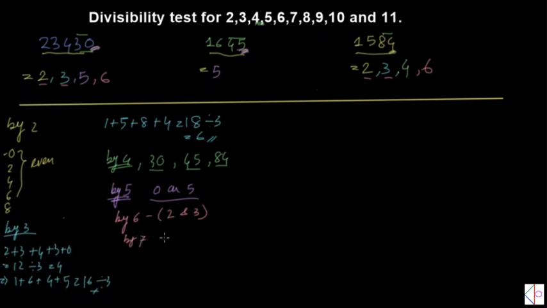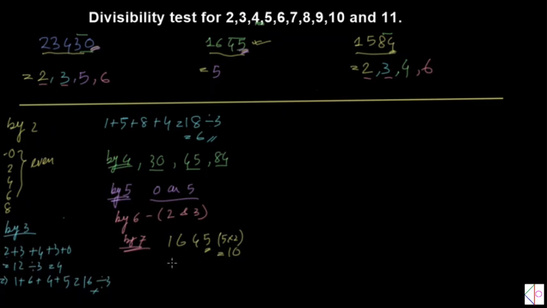Now in the case of 7, the rule is a little bit complex, but not so complex. I can explain how we can find out whether a number is divisible by 7 or not. Let us take the value 1645. Write down all the digits. Take the last digit and double it, that means 5 times 2, which is 10.